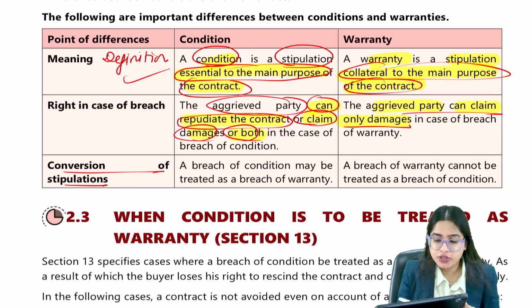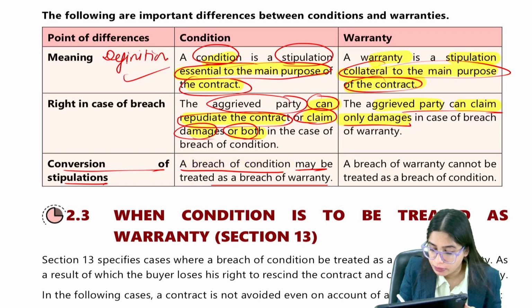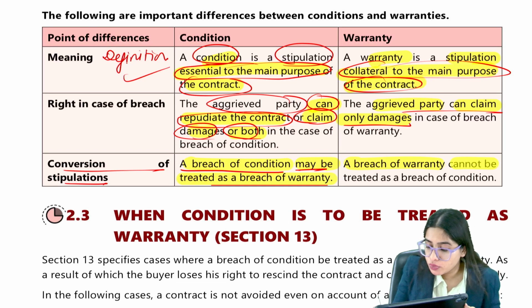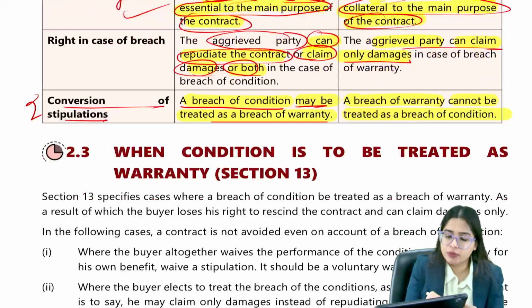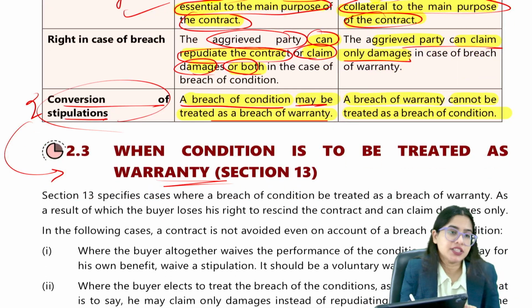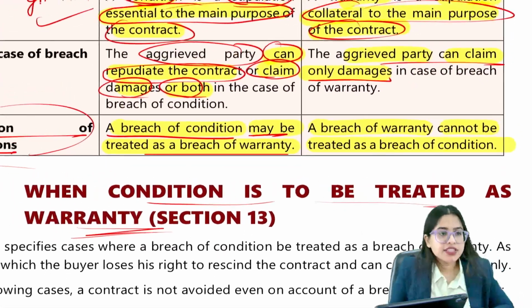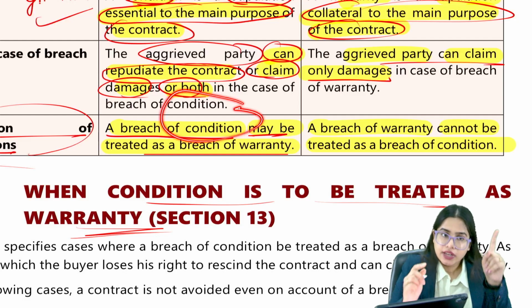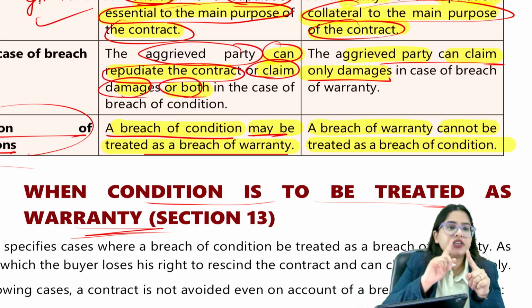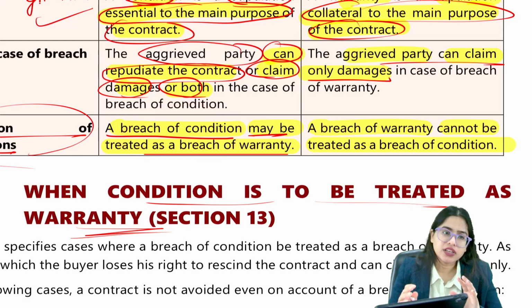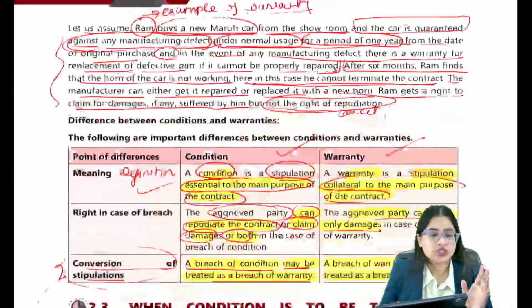Conversion of stipulation, guys: a breach of condition may be treated as a breach of warranty, but a breach of warranty cannot be treated as a breach of condition. Guys, this point I will explain to you in the next topic, condition to be treated as warranty. As of now, please learn and digest this. We will understand this in the next topic. With this, we are done with the difference between conditions and warranty.